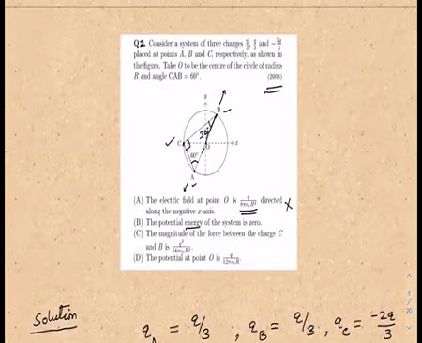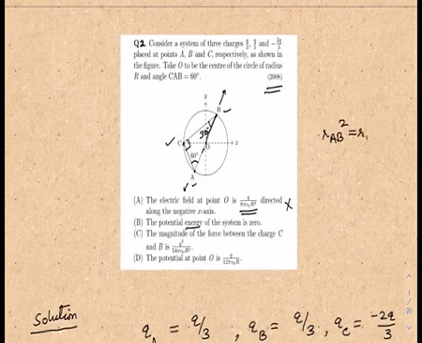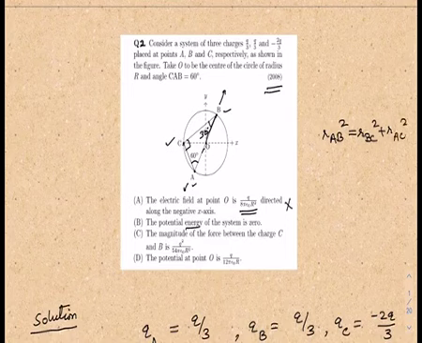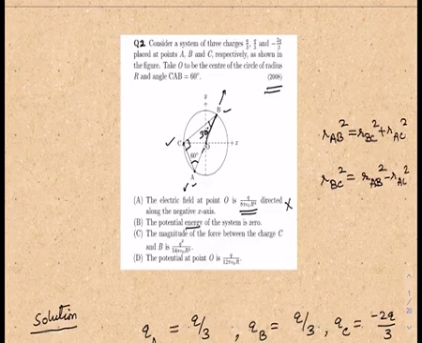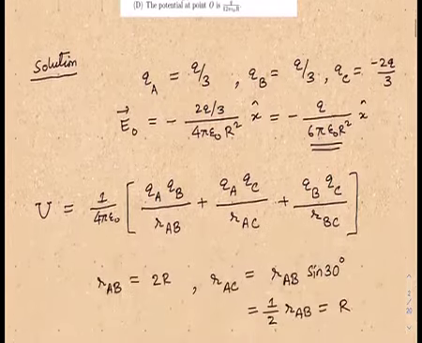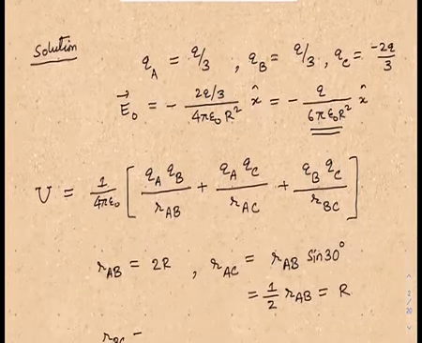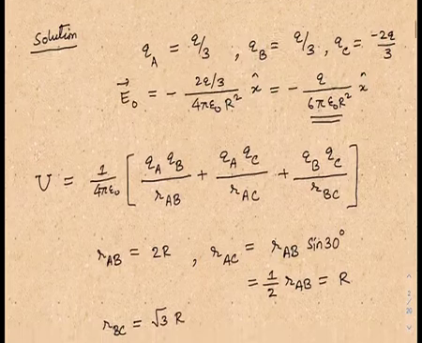And for RBC, you can apply the Pythagoras theorem. RAB square is equal to RBC square plus RAC square. So RBC square is equal to RAB square minus RAC square, and I know that RAB is equal to 2R and RAC is equal to R. So RBC, you can immediately find, would turn out to be root 3 into R.